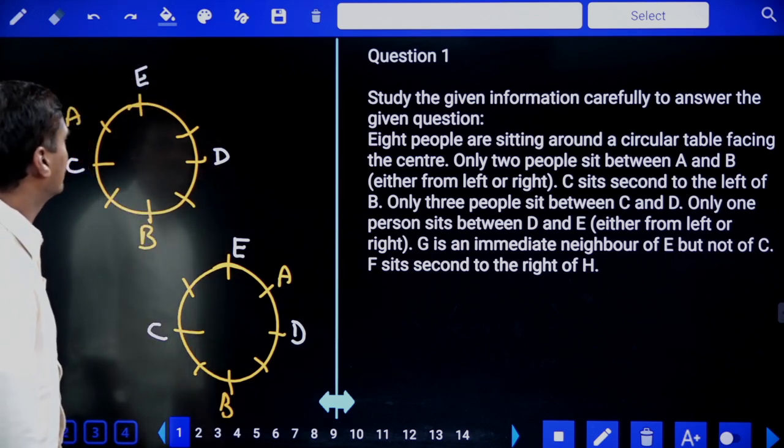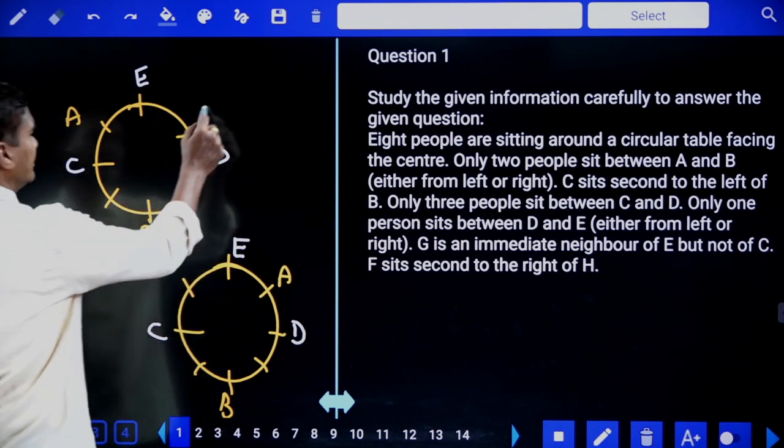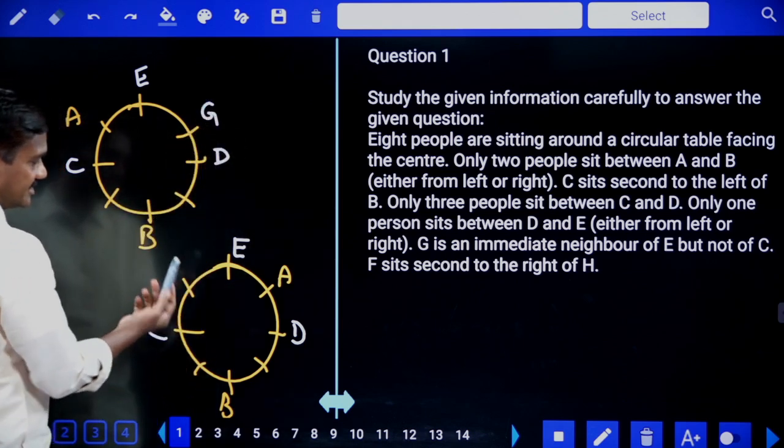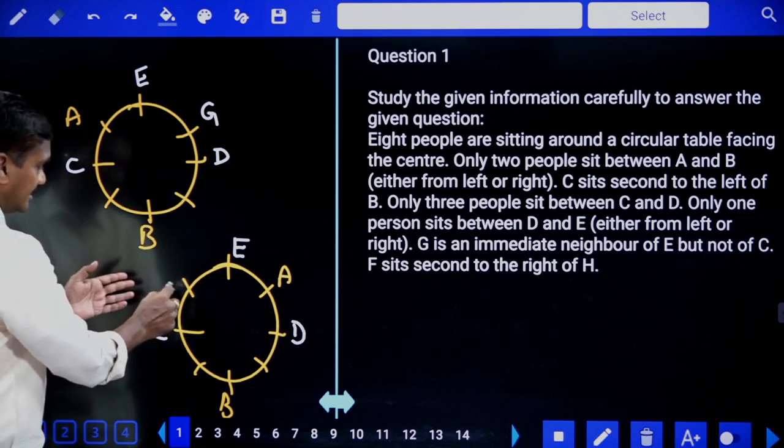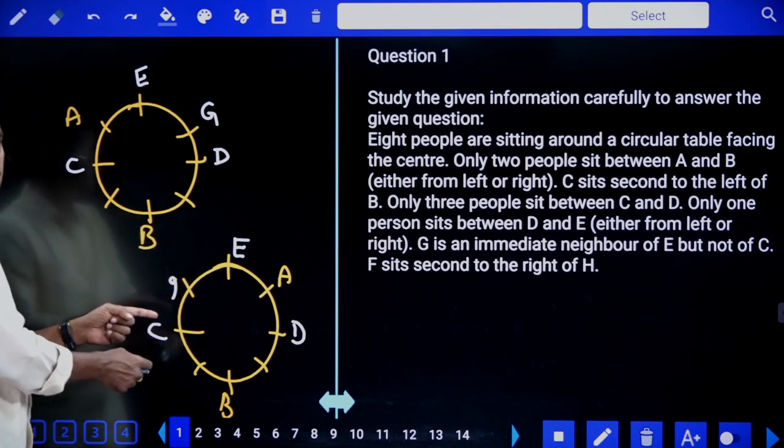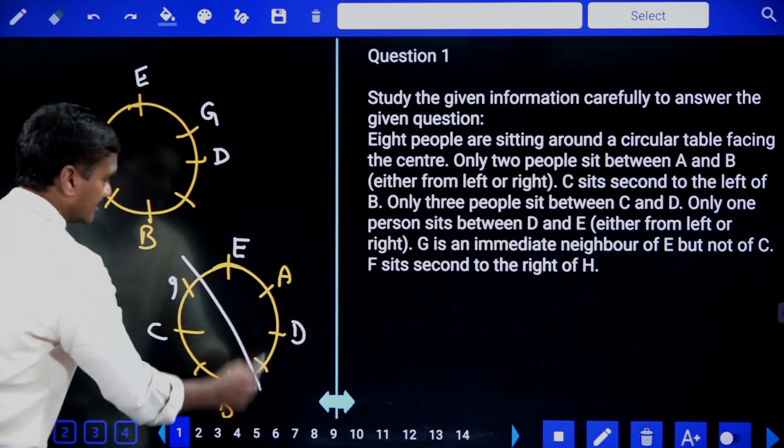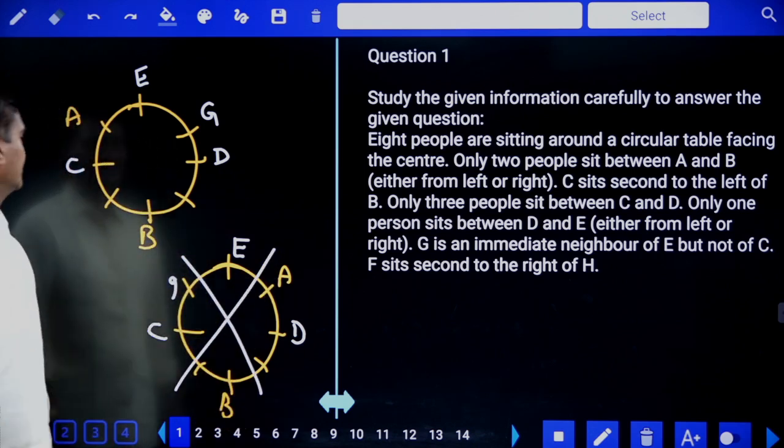G is an immediate neighbor of E but not of C. If G is placed here, then G and C are adjacent to each other. According to the given condition they cannot be adjacent, so this is ruled out. We are left with this one.